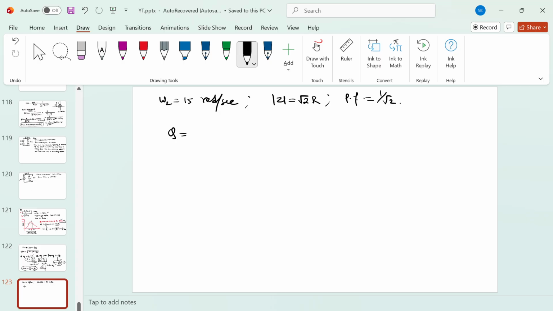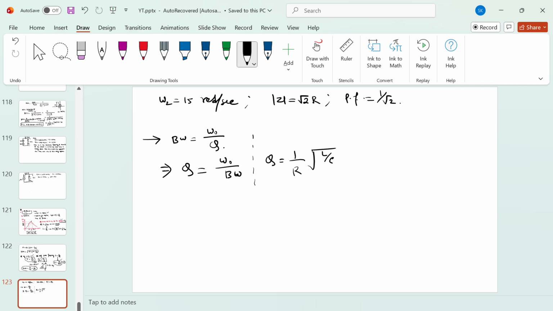Now there is a relationship between bandwidth and quality factor. Bandwidth is simply omega naught by quality factor. So quality factor is equals to omega naught by bandwidth. If you put the values of omega naught and bandwidth, you will get the quality factor is equals to 1 by R root over L by C. Okay, and how to find out the bandwidth?